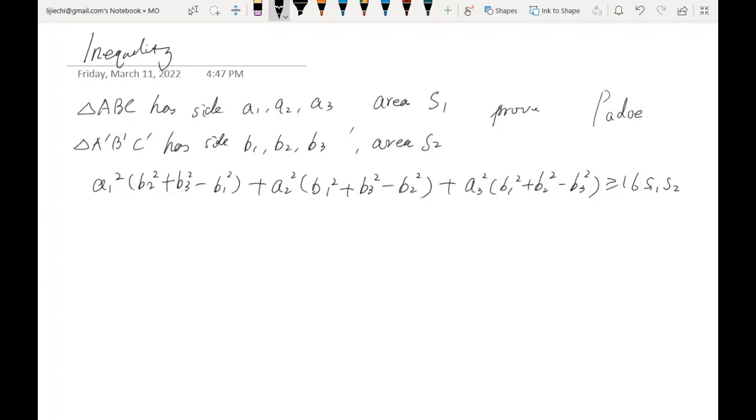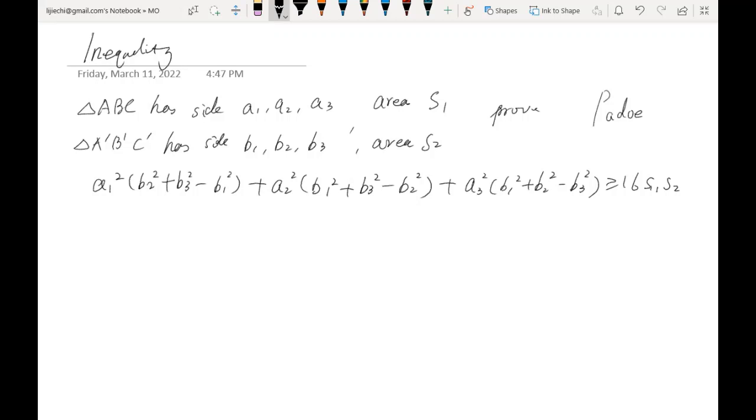So look at this one. It's highly symmetric. There's a side area. And then the tricky part is they link those two. So we could easily guess the equal sign will hold when they are either similar or congruent. And if you think a little deeper, you will see that when these two triangles are similar, the equal sign holds. Okay. So how do we solve this one?